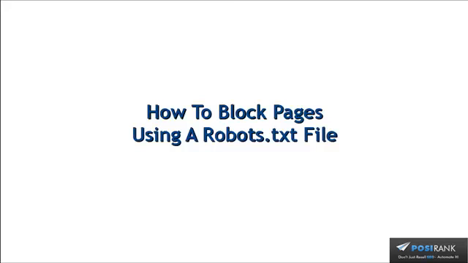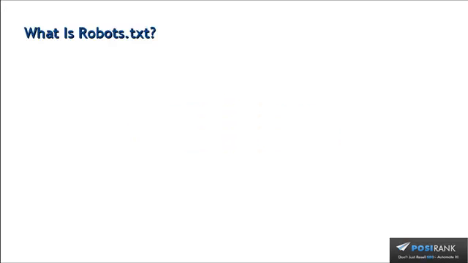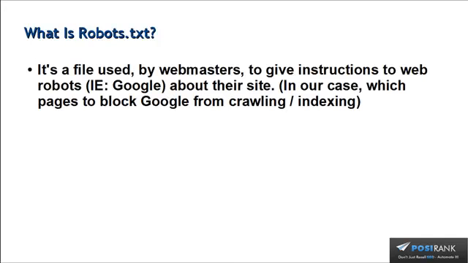This one's called How to Block Pages Using a Robots.txt file. First of all, what is Robots.txt? It's a file used by webmasters to give instructions to web robots, for example Google spiders, about their site. In our case, which pages to block Google from crawling and indexing.